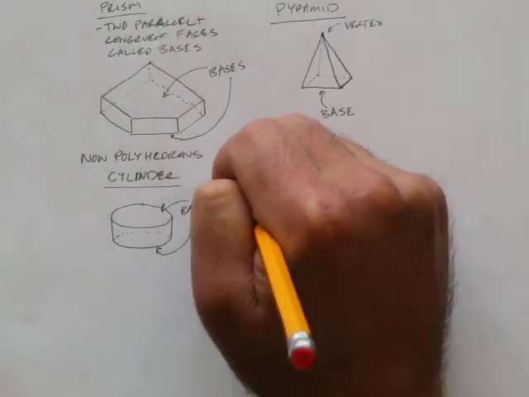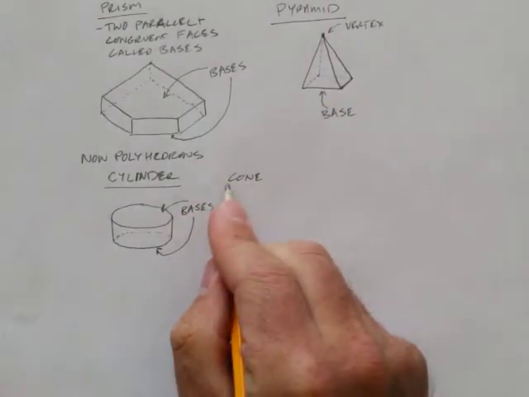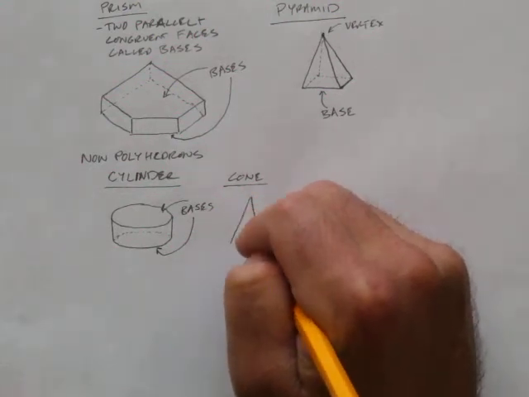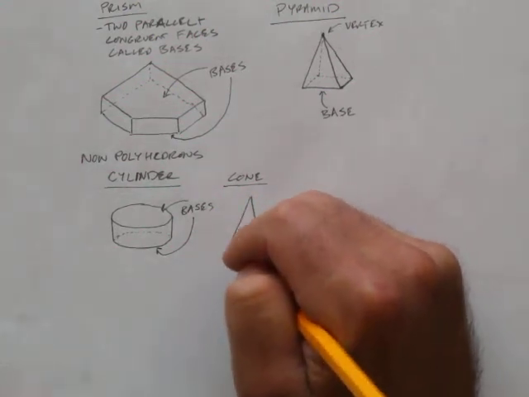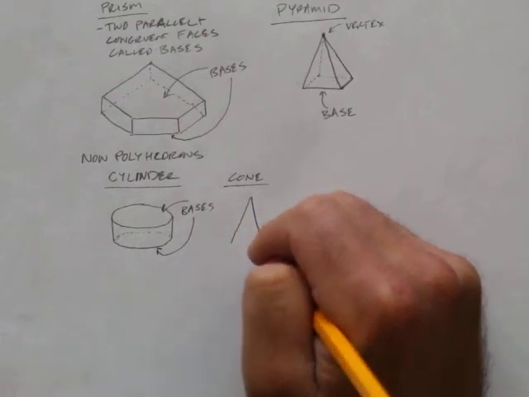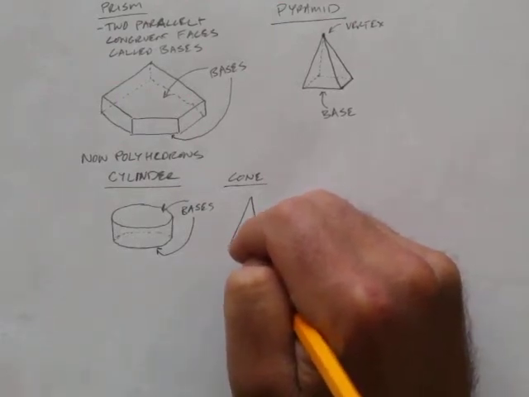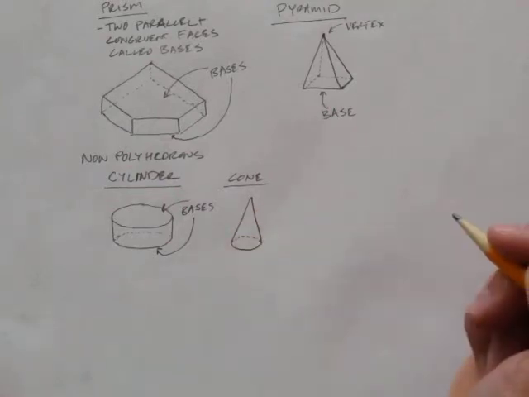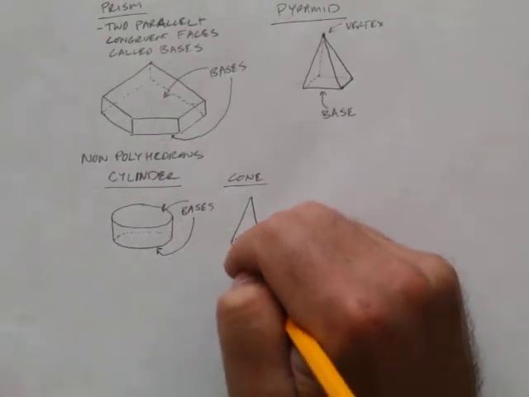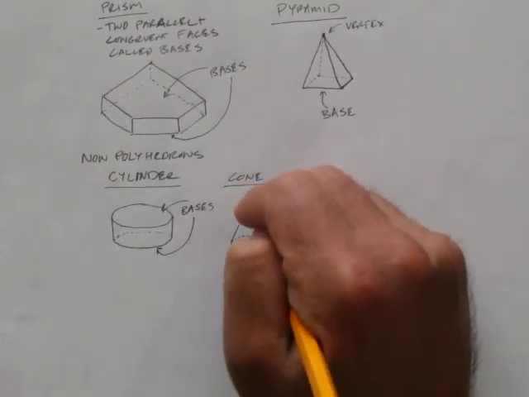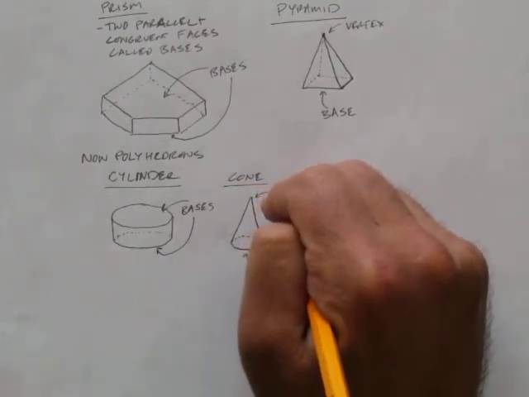We have a cone. Now for a cone, we draw the two sides of a triangle at the top, and then the base here, instead of drawing straight across, we're going to draw it rounded, and then we're going to continue that oval into the back. This down here is the base, and up here, that's the vertex.